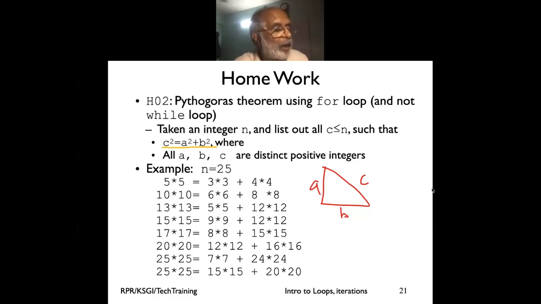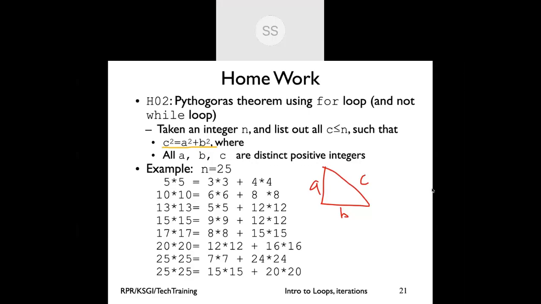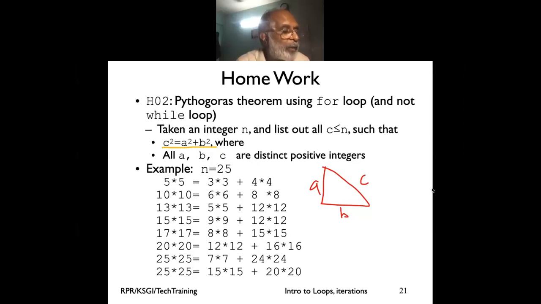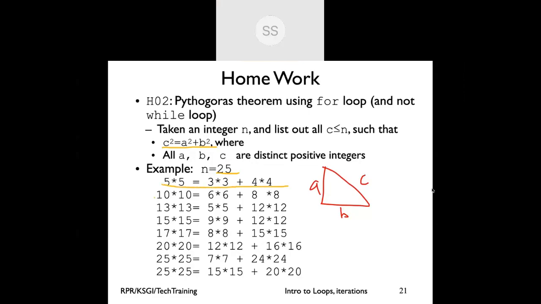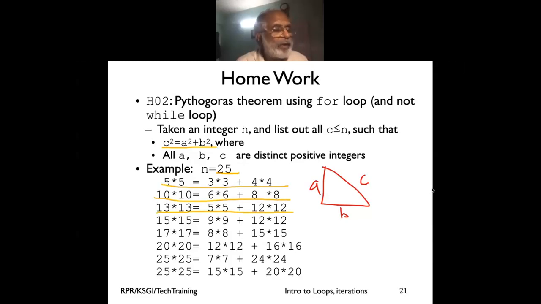So the question I'm asking is, given n, take all the numbers less than or equal to n such that you can print the Pythagoras theorem values for them. Like if n is 25, first number is 5, 5 square is 3 square plus 4 square, 10 square is 6 square plus 8 square, 13 square is 5 square plus 12 square. So using your loop, when you find one, print the Pythagorean triplet. That's the question I'm asking.